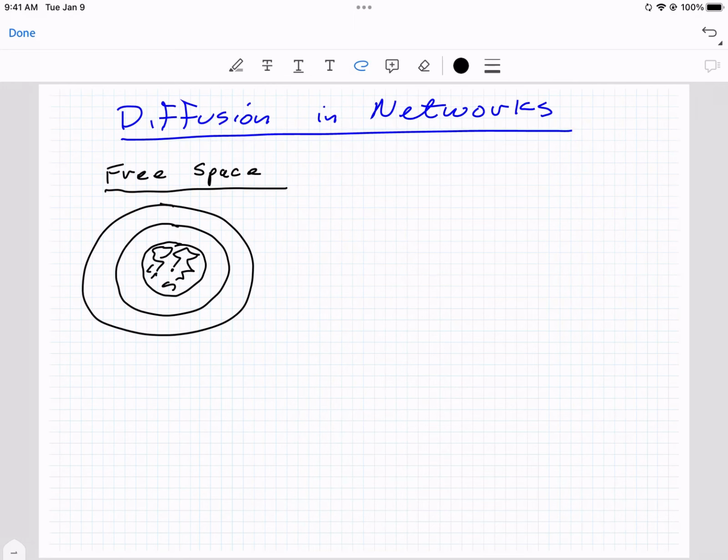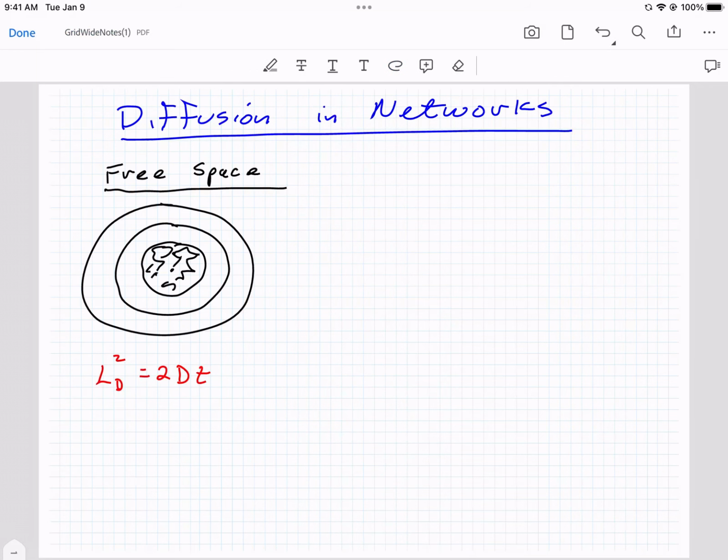with time. And so we know that there's a simple relationship between the diffusion length, it's the squared diffusion length, goes as 2d times the elapsed time, in this case two-dimensional. And so the diffusion length is actually growing as the square root of time in the case of free space diffusion.